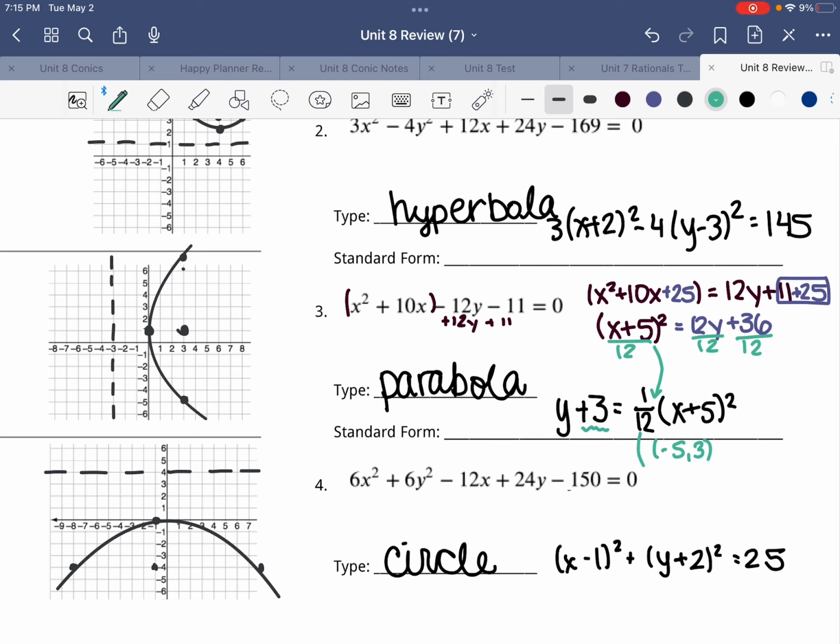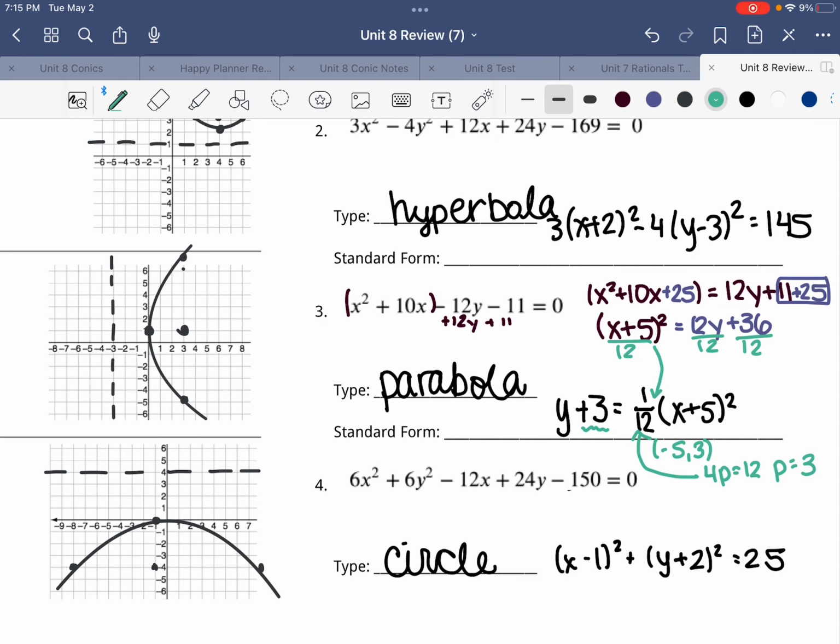And then remember how the bottom number of the fraction is equal to 4p. So in this case, p would be 3. So that would help you graph the parabola if you were actually trying to graph it.